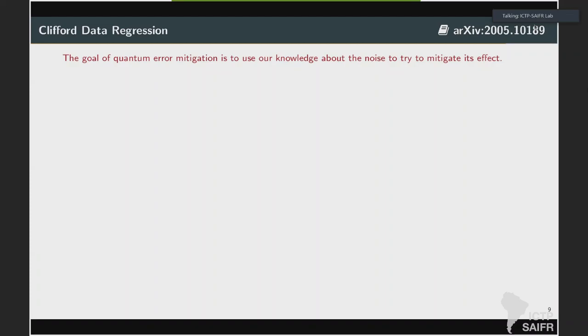Again, I will introduce some concepts very fastly. I will leave you some reference if you want to navigate in this kind of topics. But the idea, as I was mentioning, is that with quantum error mitigation, what we want to do is to exploit our knowledge about the noise in order to mitigate the effect of the noise. We don't pretend to remove the noise, we just mitigate it.